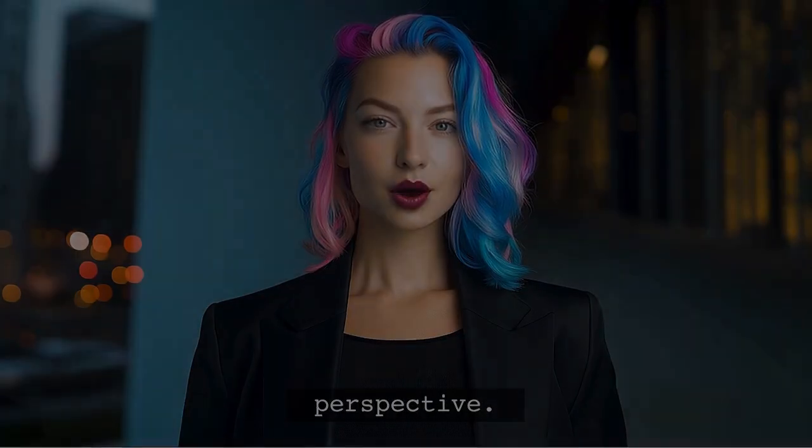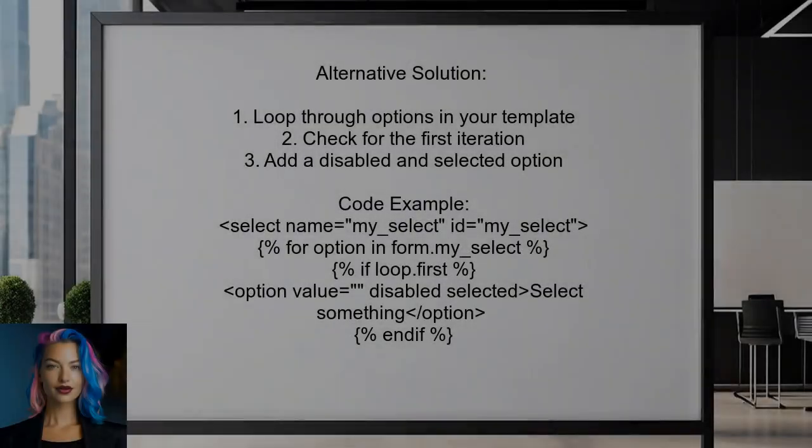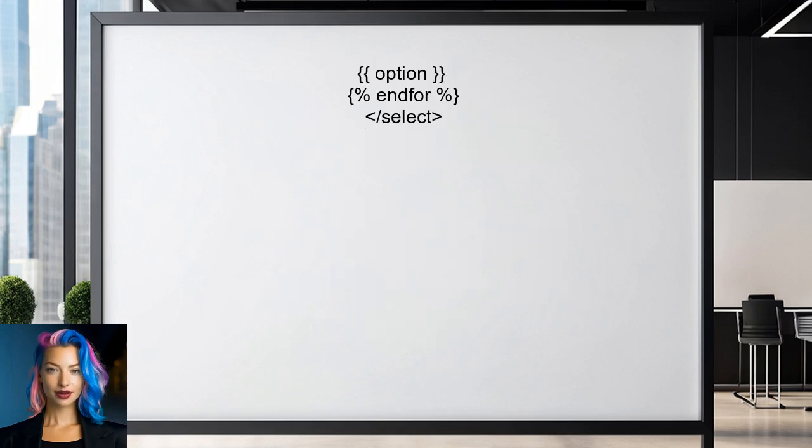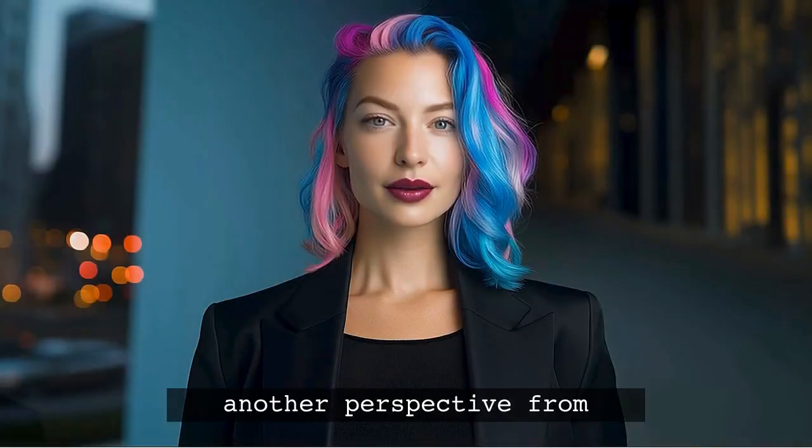Let's see another perspective. An alternative approach suggests a simpler method for adding a disabled option in WTForms SelectField. Instead of extending the SelectField class, you can loop through the options in your template. During the first iteration, you can add a disabled and selected option directly. Let's check out another perspective from a different user.